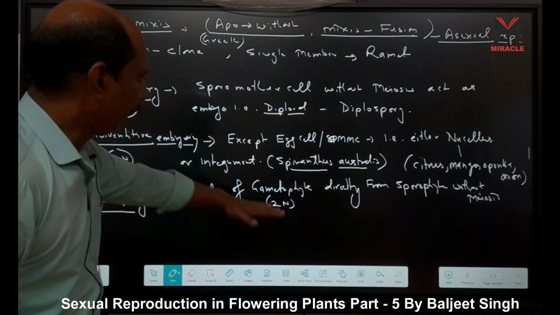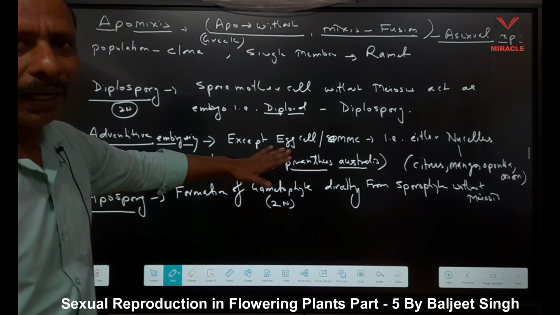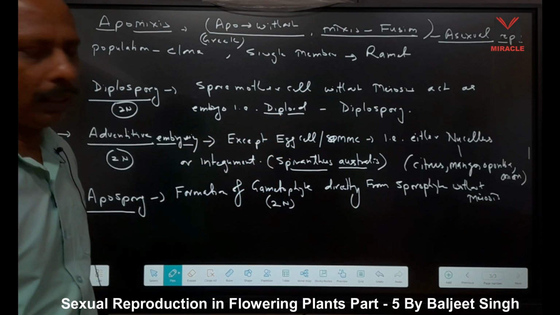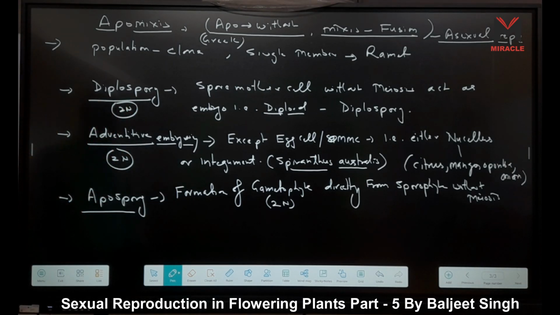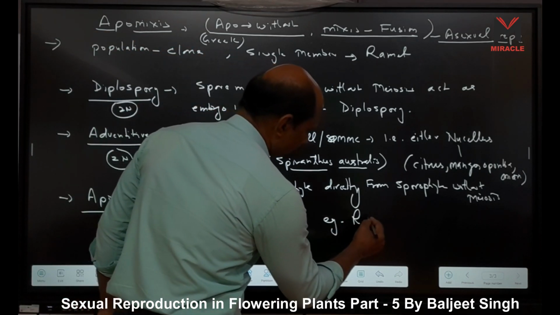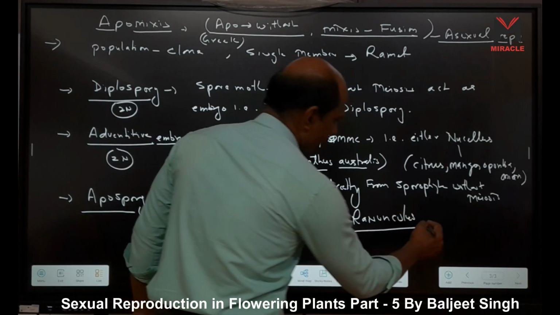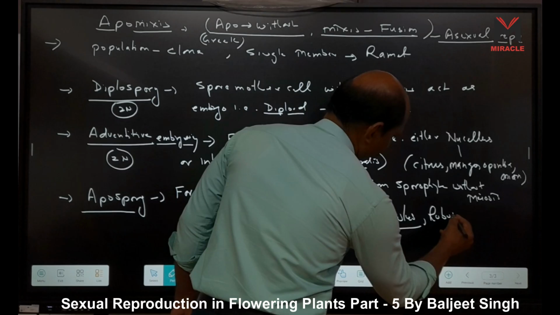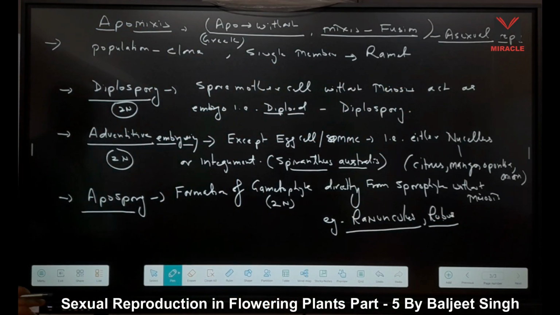In all these cases a diploid gamete is formed, but no variation, no fusion is there. Diplospory, then adventitive embryony, and apospory are there. As for example, here Ranunculus and Rubus are examples for this apospory. These three things are there.